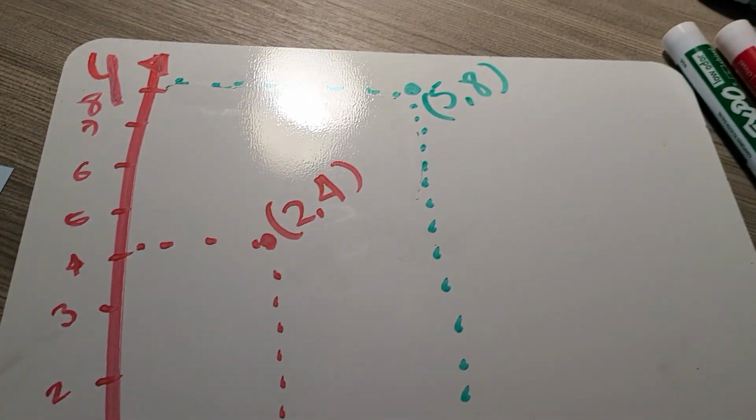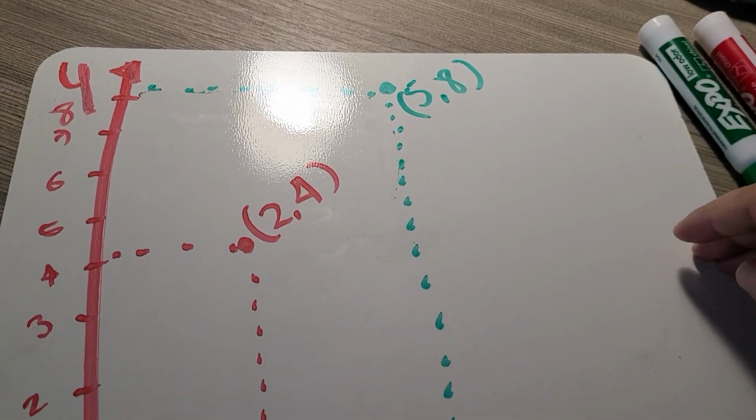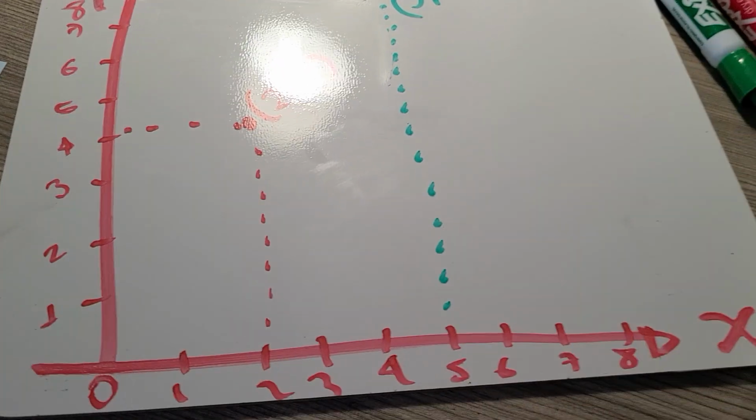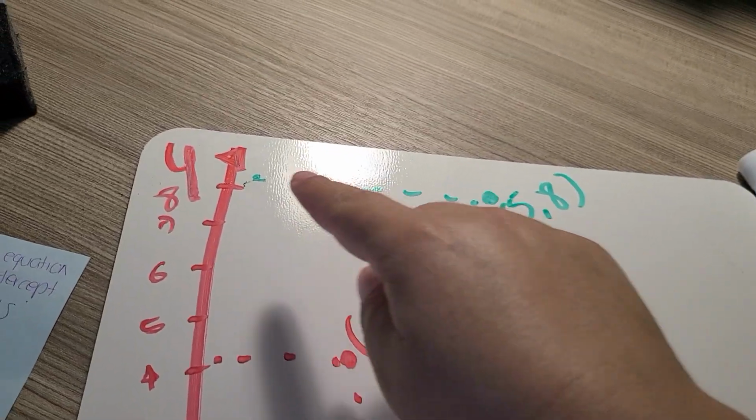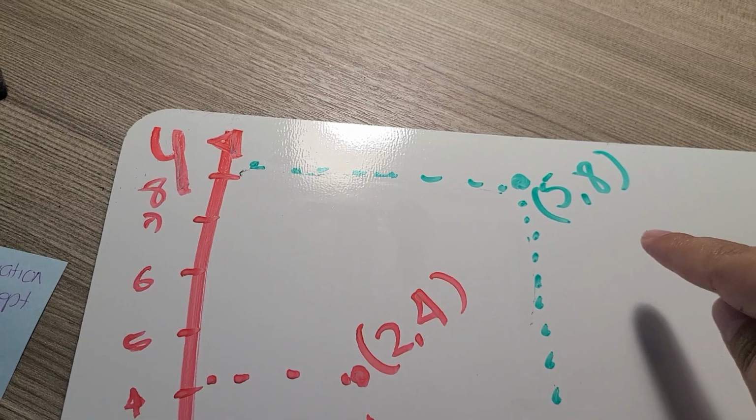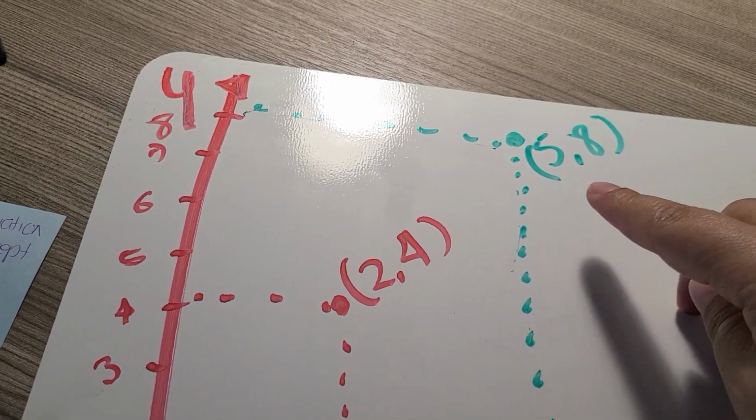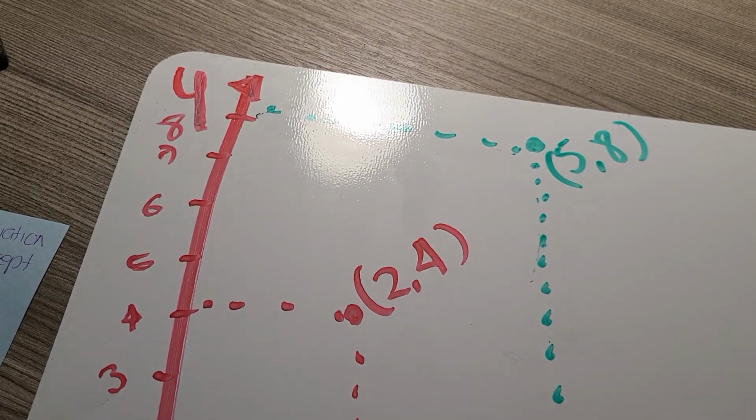So now 5, 8. 5 belongs to the x and 8 belongs to the y. So that's why it is located here, and this is 5, 8.